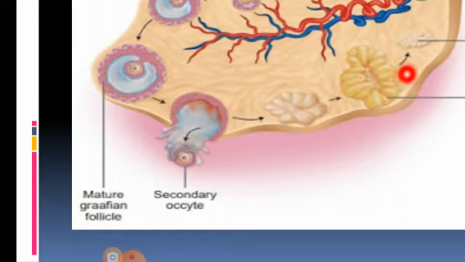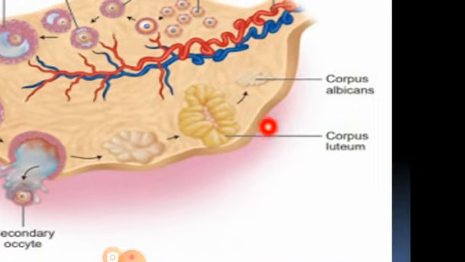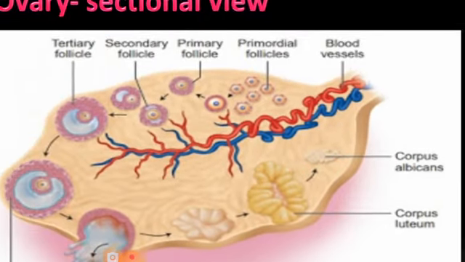Then what happens? This corpus luteum will become corpus albicans. Corpus luteum stops its activity, loses the yellowish color and starts to degenerate. By that time it looks somewhat whitish, you see. This is nothing but corpus albicans. I have labeled even the corpus luteum. This is corpus luteum and corpus albicans. I think it is clear to you, children.